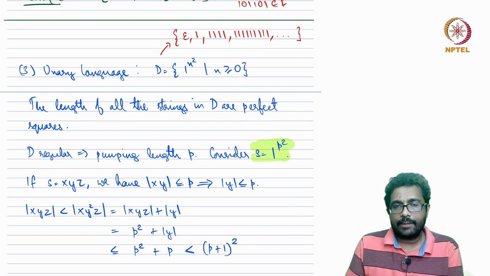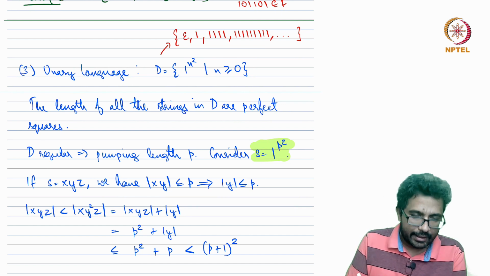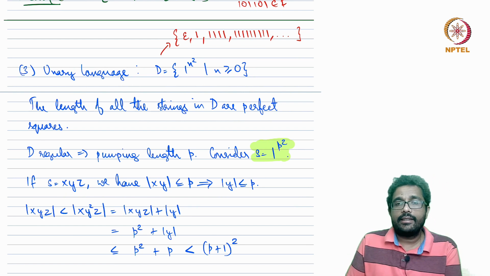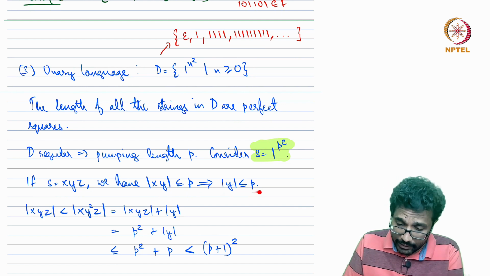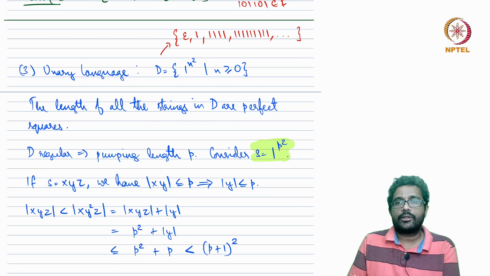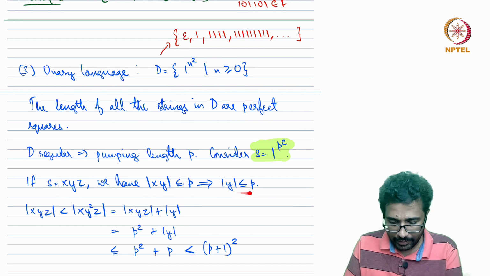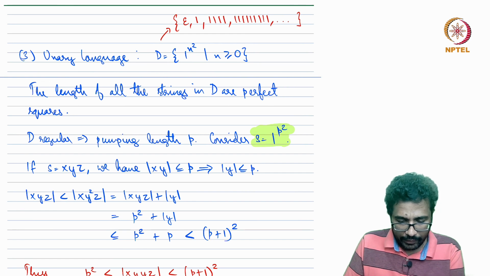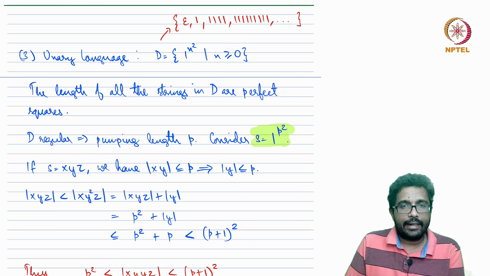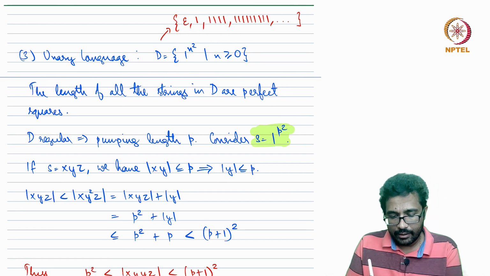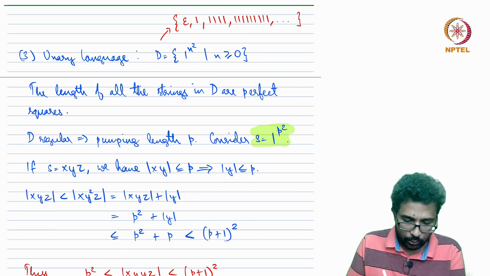Suppose we can pump it, which means S can be split as x, y, z. Then by condition 3 the length of x, y is at most p, which means the length of y is also at most p, because x, y is a superstring of y. It follows that the length of x, y, z is the length of S, which we know is p square. This is strictly less than the length of x, y square z.